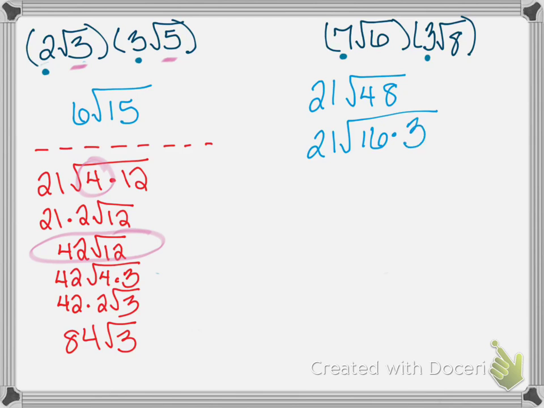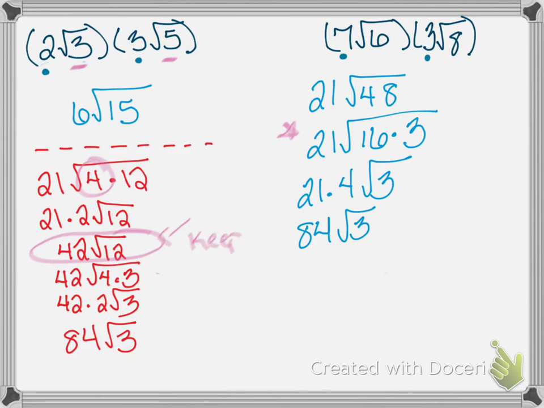What's the perfect square of 16? Or what is the square root of 16? 4. Okay, so then I have 21 times 4. And then I end up with 84 on the square root of 3. So this is the most efficient way to do it right here. However, we don't always identify that 16 is the largest perfect square in 48. Oftentimes, students will find the 4. And as long as you keep going at this point, you're fine. But you just have to be sure that you keep going.